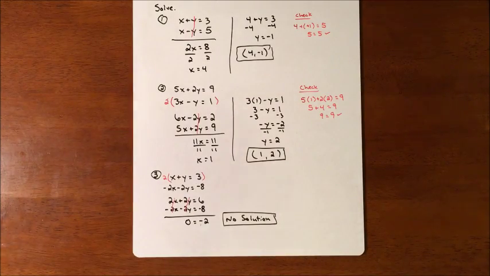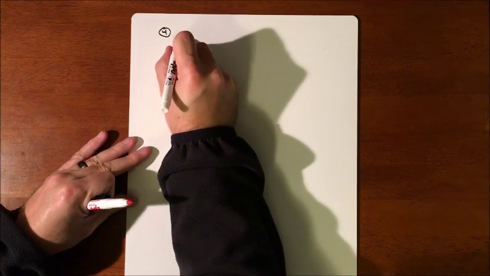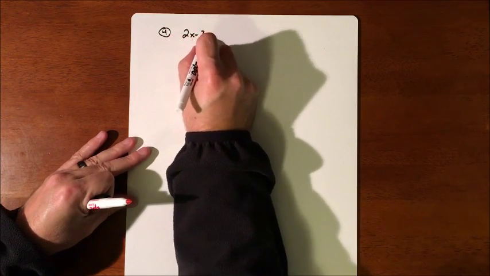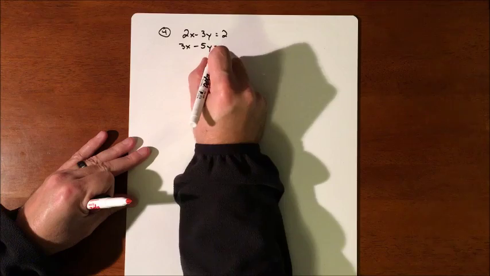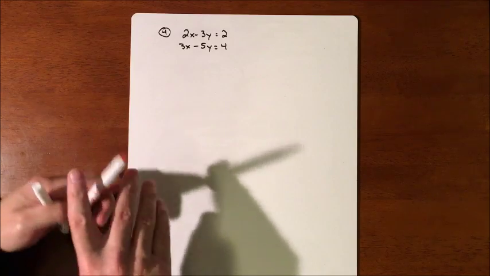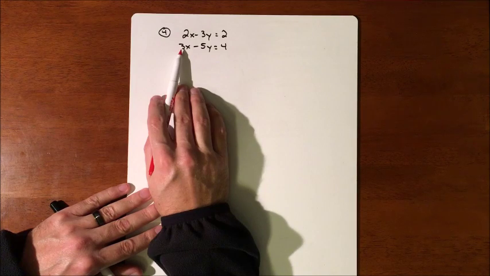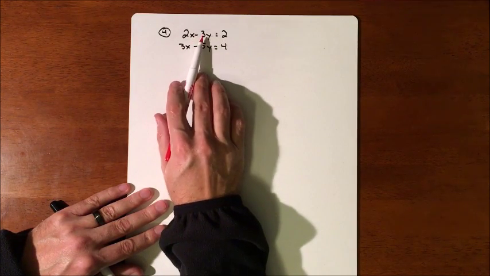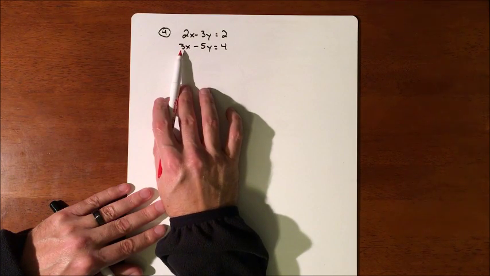All right, so let's do another. Number 4. We'll take 2x minus 3y equals 2, and 3x minus 5y equals 4. So we're trying to cancel out a variable, and either we're going to cancel our x's or cancel our y's. If we look at our x's, between a 2 and a 3, they both can become a 6. Between our y's, the 3 and the 5 can both become 15. So maybe we'll shoot for the x's just because it's a little bit smaller.